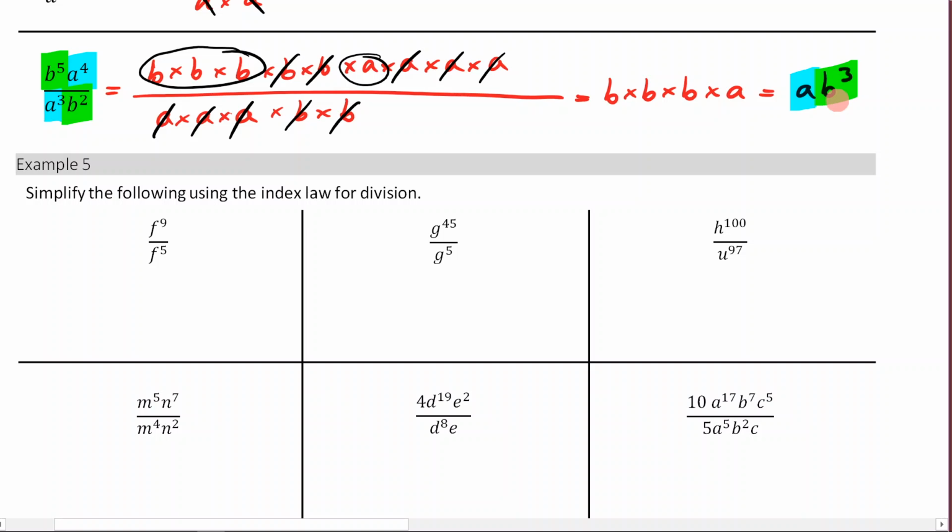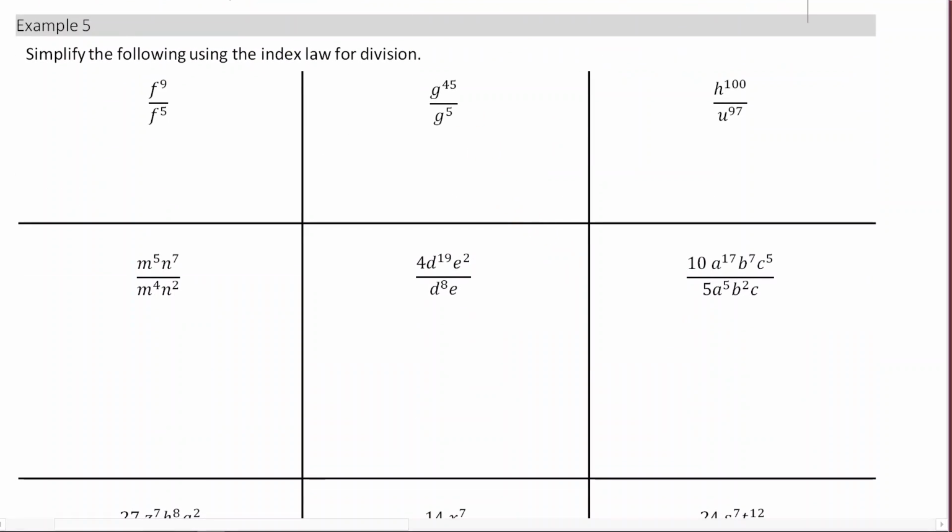All right, so having gone through those long examples, let's now quickly answer these questions. If I have f to the 9 over f to the 5, it's just going to be 9 minus 5, which is going to be f to the 4. Here, if I have g to the 45 over g to the 5, it's going to be 45 minus 5, which is going to be g to the 40.